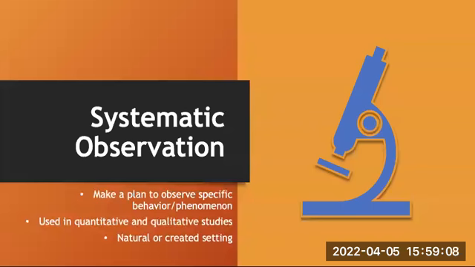Another way is doing systematic observation, for example, observation of some behavior or phenomenon in a planned way. Systematic observations can be structured or non-structured, and they can be used in both qualitative and quantitative research. Observations can be made in a contrived or created setting, or in a natural setting.